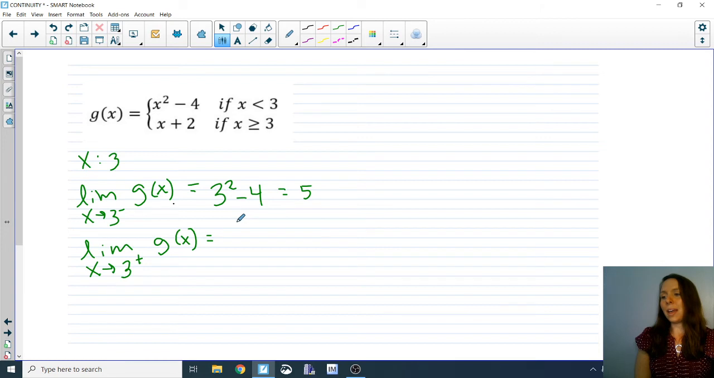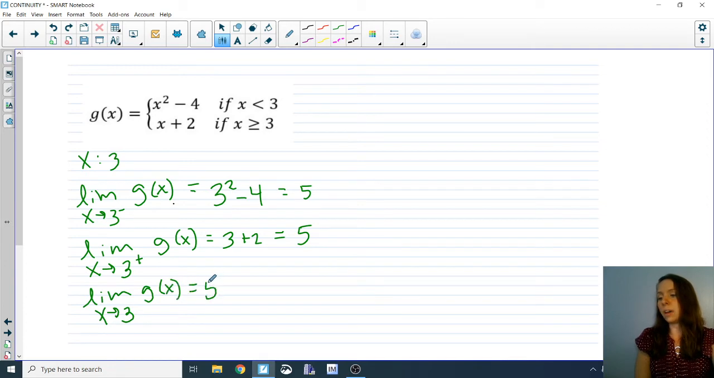And now let's do the right-hand limit. Whenever you are greater than 3, you are to the right of 3, so you can take your greater than piece of the piecewise, sub 3 in. So I'm going to do 3 plus 2. 3 plus 2 is also 5, and so far we have a good start. We can see that the left-hand limit and the right-hand limit are the same, and therefore the limit as x approaches 3 of g of x does exist, and it is equal to 5.